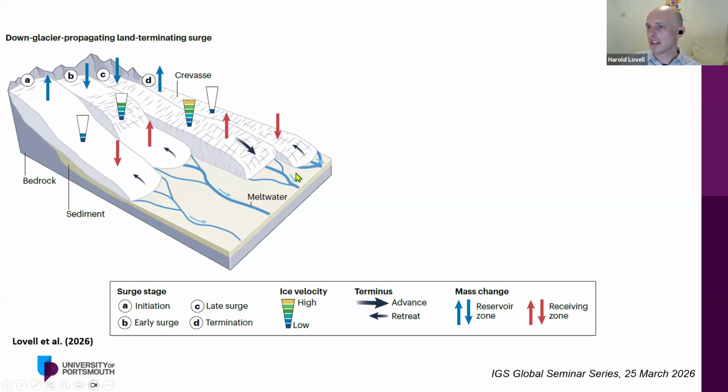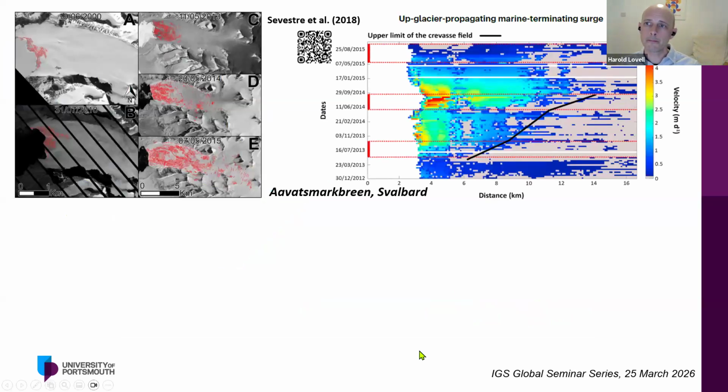Eventually, the whole glacier is extending and advancing as that ice mass reaches the front, with the highest velocities of the surge typically at this point. And then eventually the surge will terminate, and things will start to calm down again. The ice velocities will drop, and we'll see the terminus retreating. So this is a classic, not saying it is an example of every single surge, but a classic land-terminating, down-glacier propagating surge.